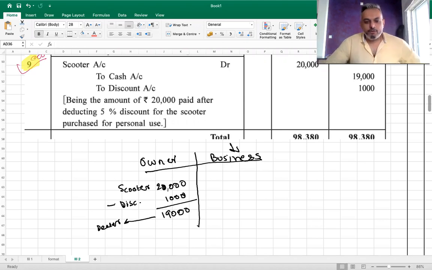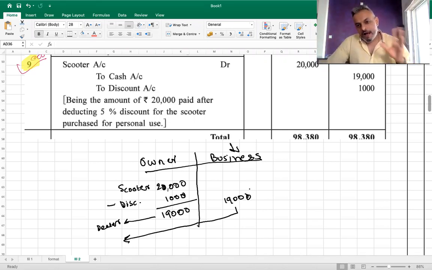तो अब 19,000 पे करना है ओनर को डीलर को। तो ओनर ने क्या किया, खुद अपने बैंक अकाउंट से 19,000 पे नहीं किया, पर बिजनेस के बैंक अकाउंट से उसने 19,000 पे किया। सो फॉर बिजनेस ओनली 19,000 गोज आउट। ओनर को ये डिस्काउंट मिला या नहीं मिला, इससे बिजनेस को कोई फर्क पड़ता नहीं है। अंडरस्टूड दिस?